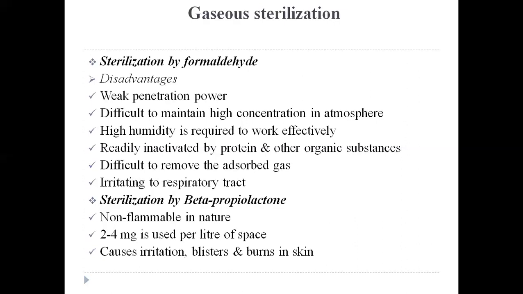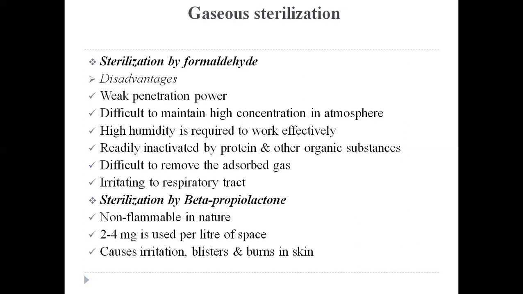Next, we are going to discuss sterilization by beta propiolactone. Beta propiolactone is one of the latest sterilizing agents, and it has a higher boiling point, which is around 160 degrees centigrade. So it is non-flammable. One of its major characteristics is that it is non-flammable in nature. So we can use it effectively for the purpose of sterilization, even in presence of heat.